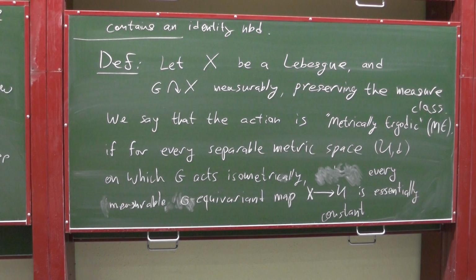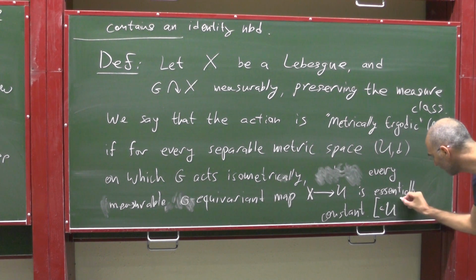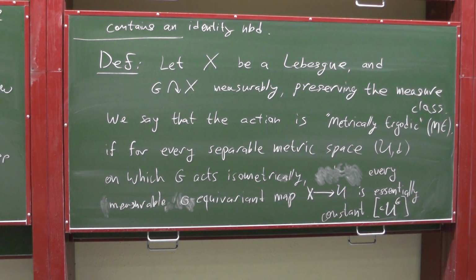So this is a new definition. It might take a while to get used to. So this is what we discussed now. A constant, by the way, will be a G invariant point. It must be, of course, since the map is invariant.